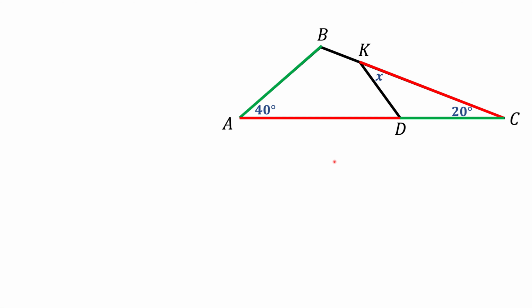Here we have a triangle ABC. It has two angles we know at 40 degrees and 20 degrees. We have a segment KD that splits the sides AC and BC in a way that CD is the same length as AB and CK the same length as AD.